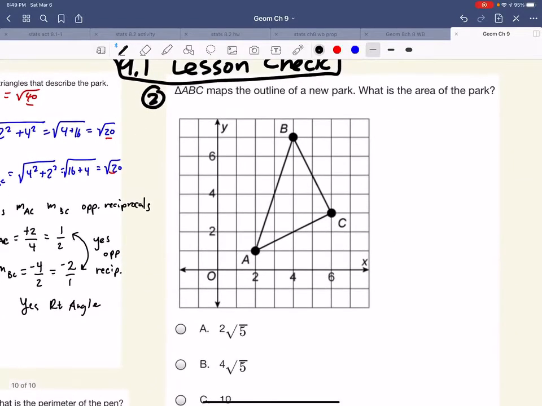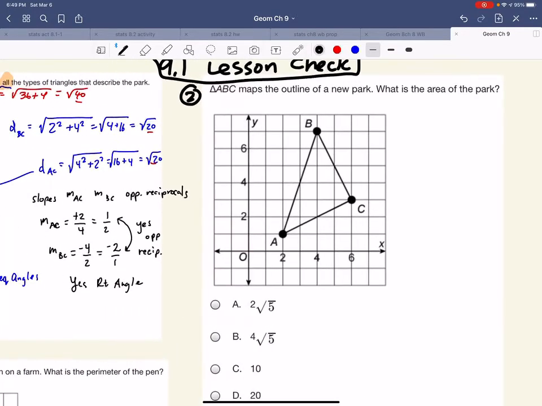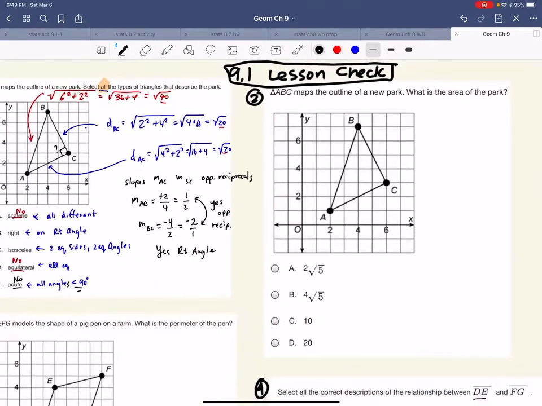Question number 2. ABC maps out the outline. So this looks like the same figure. Now they want to know what the area is. Okay, so we already established this distance between B and C is the square root of 20. And this distance between A and C is the square root of 20. And that's a right angle. So that's a perpendicular. That's an altitude.